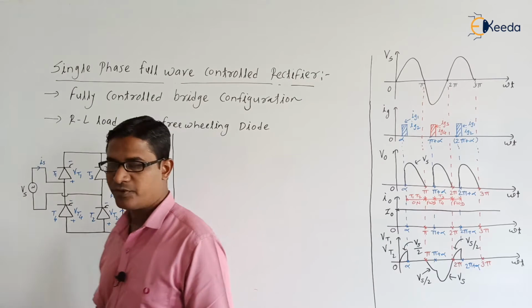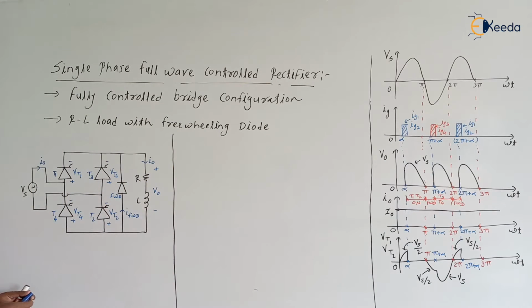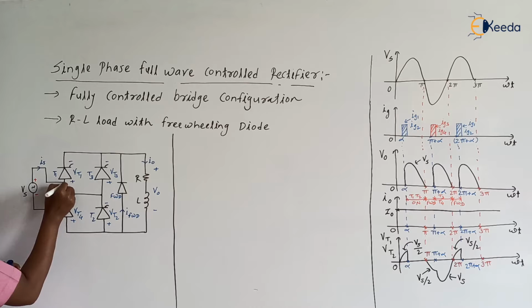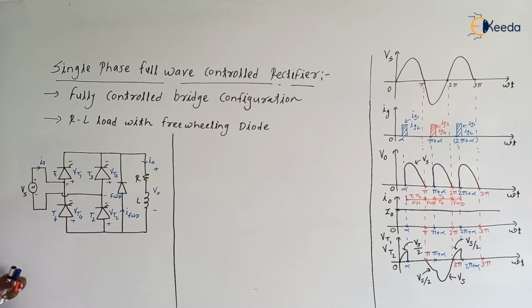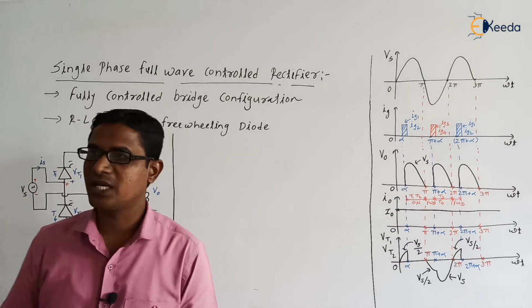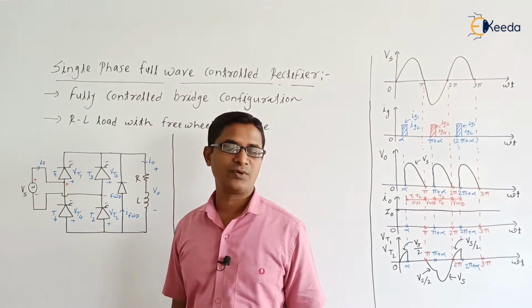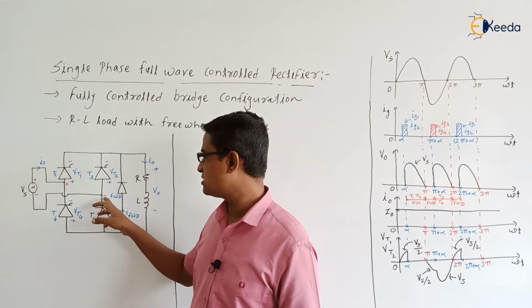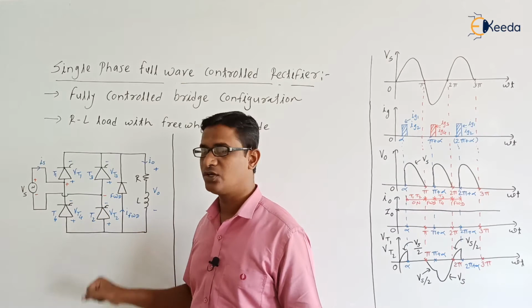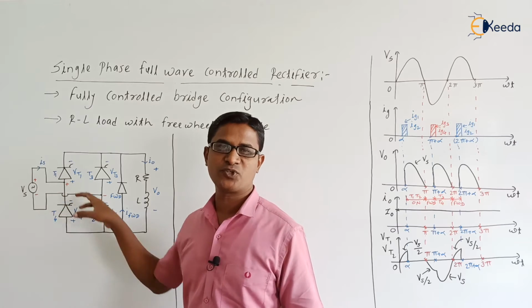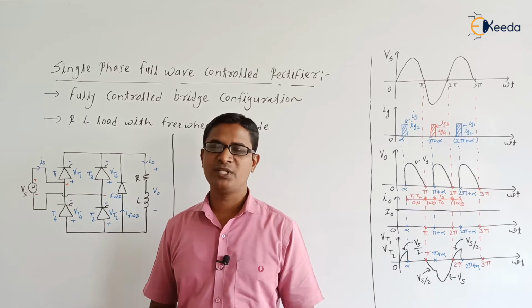So Vs is equal to Vm into sine of omega t. When Vs is positive, the polarity will be plus here and minus here. So this is like a highest potential point, this is like a lowest potential point. If you check, when Vs is positive, highest potential is appearing at the anode of thyristor T1, and lowest potential is appearing at the anode of thyristor T2, so the cathode of thyristor T2. So can we say that when Vs is positive, thyristor T1 and T2 will be in the forward bias mode.